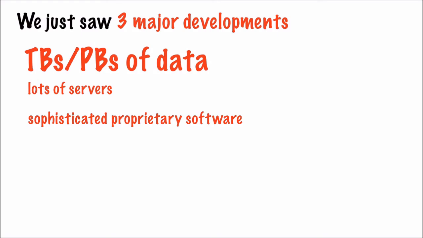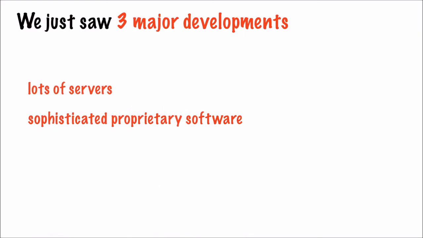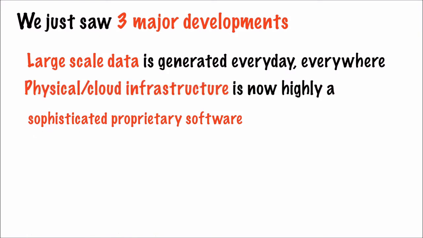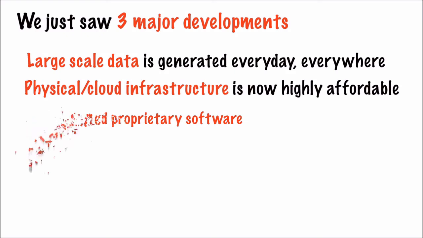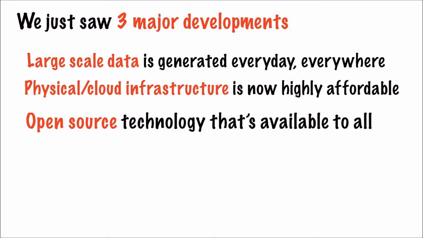Basically, three major developments is what we saw right now. Terabytes and petabytes of data are not restricted to the Googles and the Amazons of the world. Large-scale data is generated every day, everywhere. As a personal anecdote, Flipkart back in 2011 was processing a few hundred orders a day. Today, it processes 100,000. Physical cloud infrastructure is now highly affordable, so you have access to infrastructure to process the data that your company generates. Open source technology is available to all.